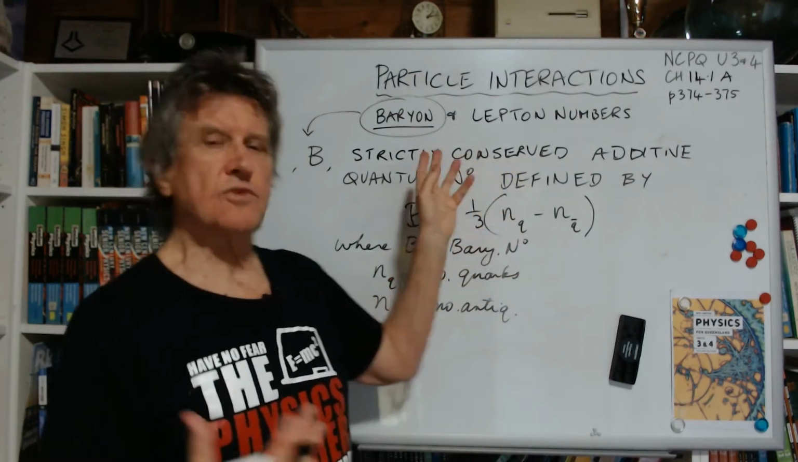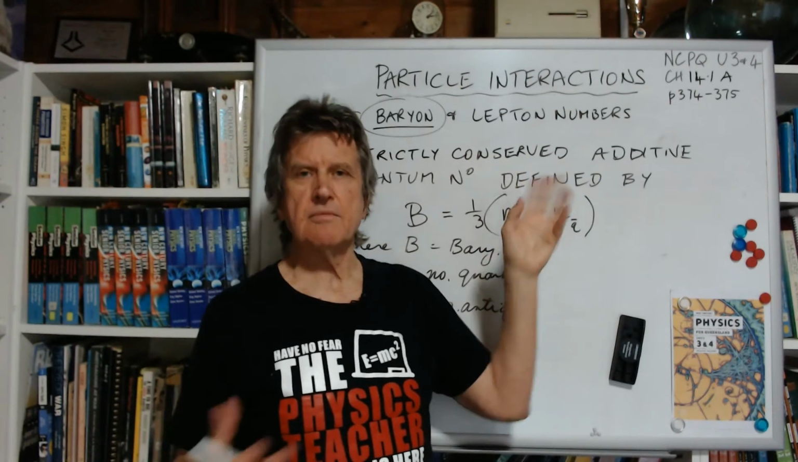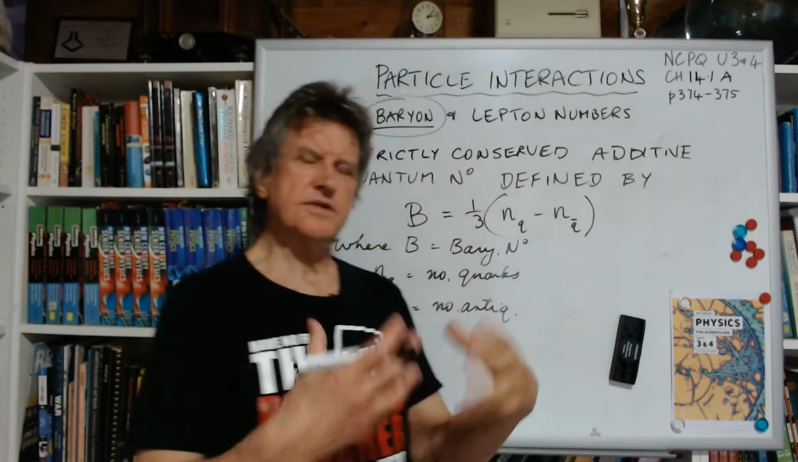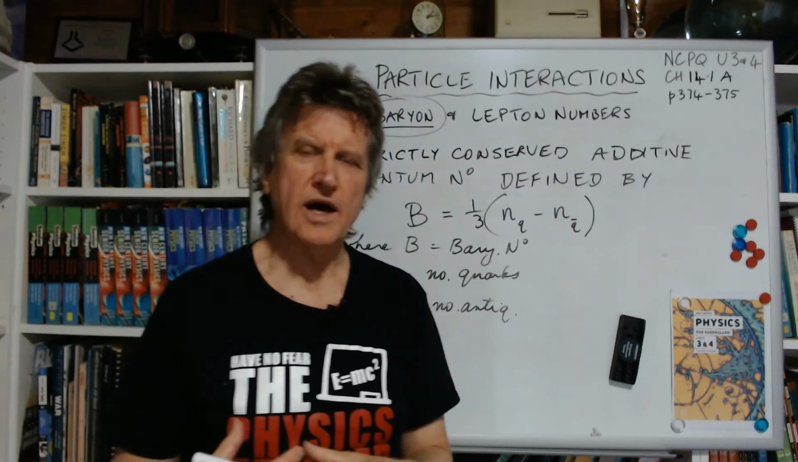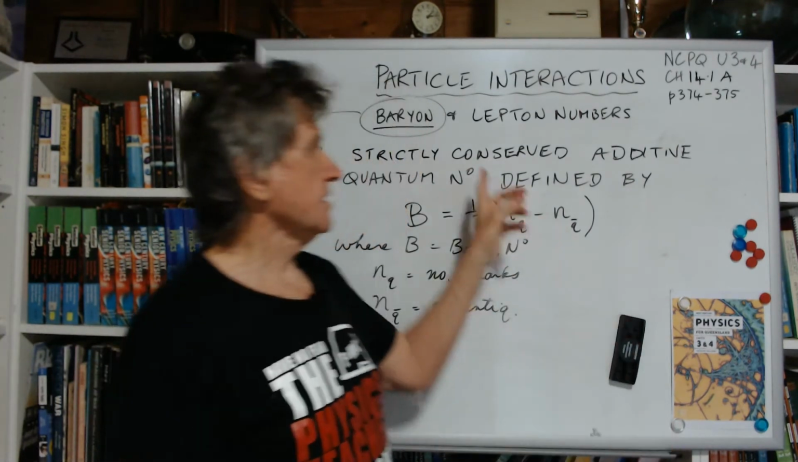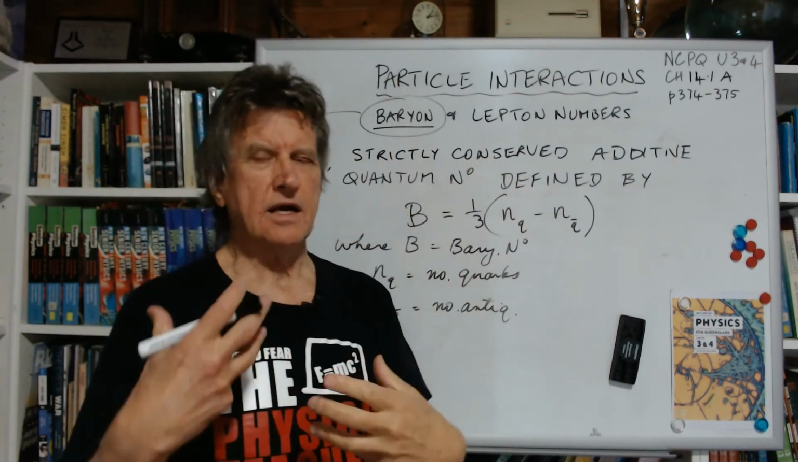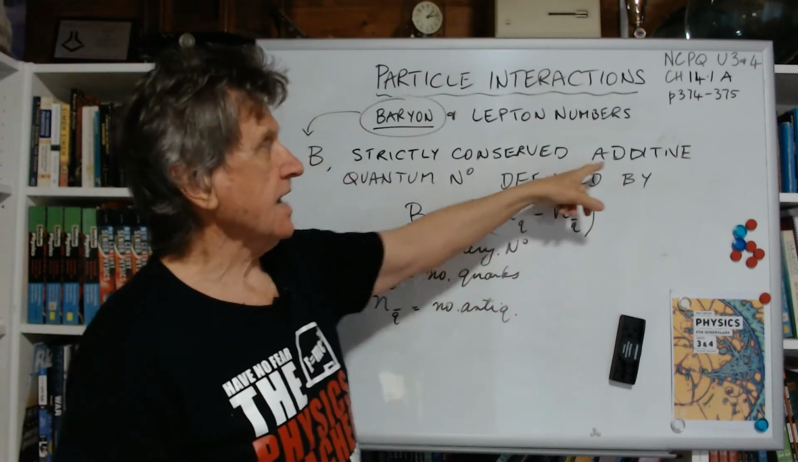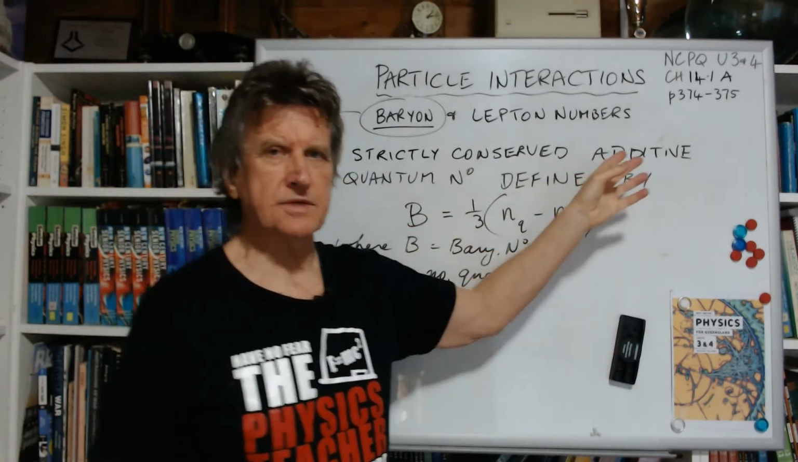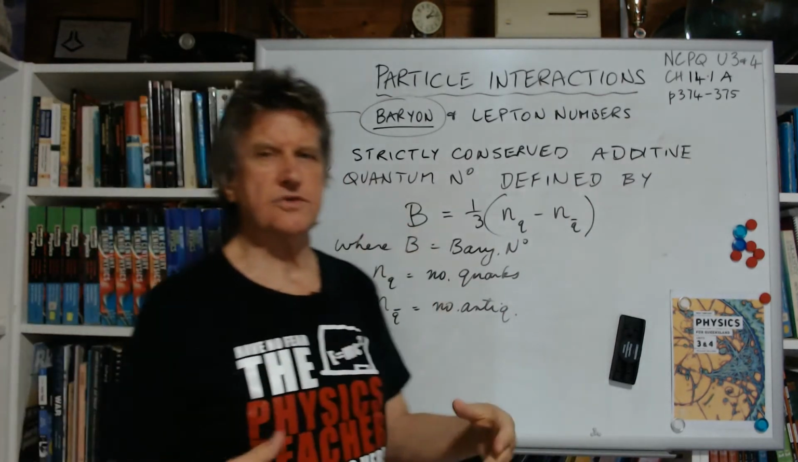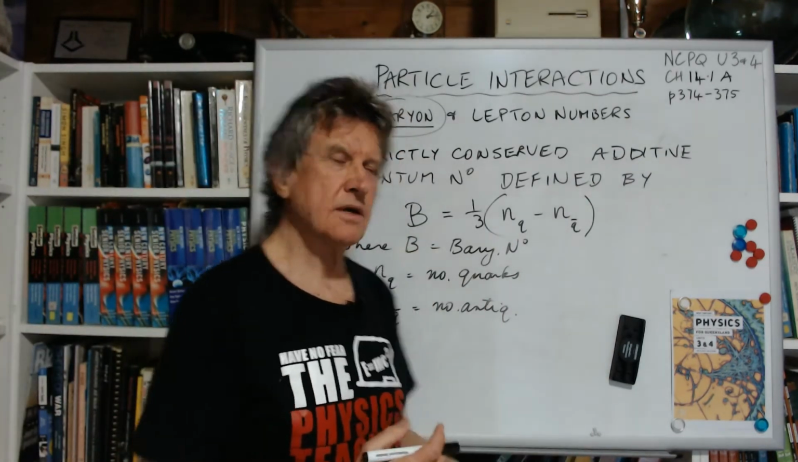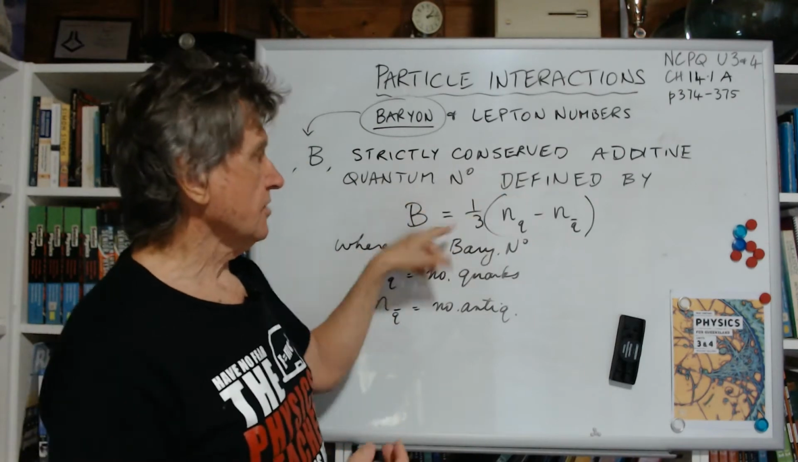So for instance, you might have heard of jam conserves. In other words, it's a way of preserving the fruit, so the fruit doesn't rot away and turn into something else. So conserved means basically not to change. Additive means you can just add the numbers together. Quantum number just refers to this unit on quantum physics, defined by the formula and so on.